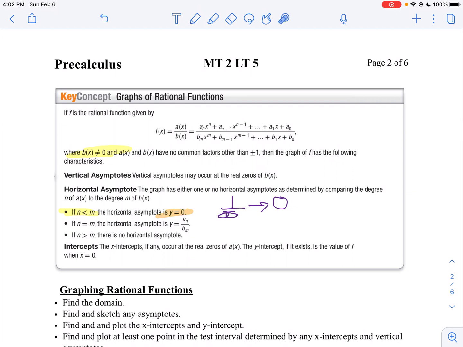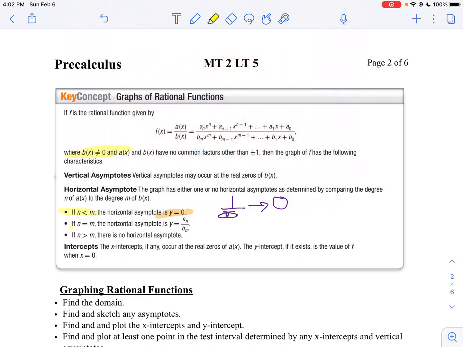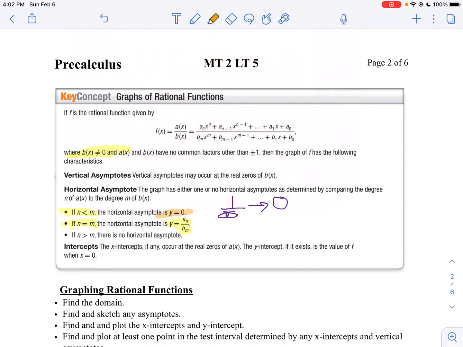Now, if your degrees are the same, then we just look at the leading coefficients and divide them out. That's how we did it on the first problem. And if the degree of the numerator is bigger than the degree of the denominator, we don't have a horizontal asymptote. We have what's called the slant asymptote. We'll talk about those when we come across that.